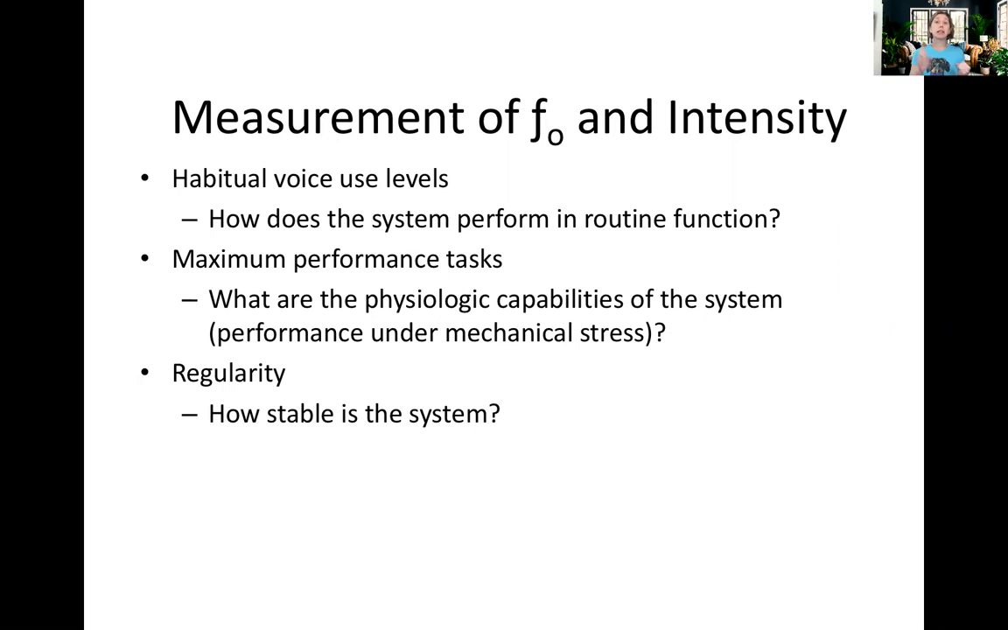So we can look at the levels of habitual use of the voice, the levels of maximum performance, as well as the degree of regularity. So measures of habitual use of the voice address the performance of the vocal system under routine use. Maximum performance tasks address the performance of the system under mechanical stress and the physiological limits of our system. And then finally, regularity assessment addresses how stable the voice production system is.